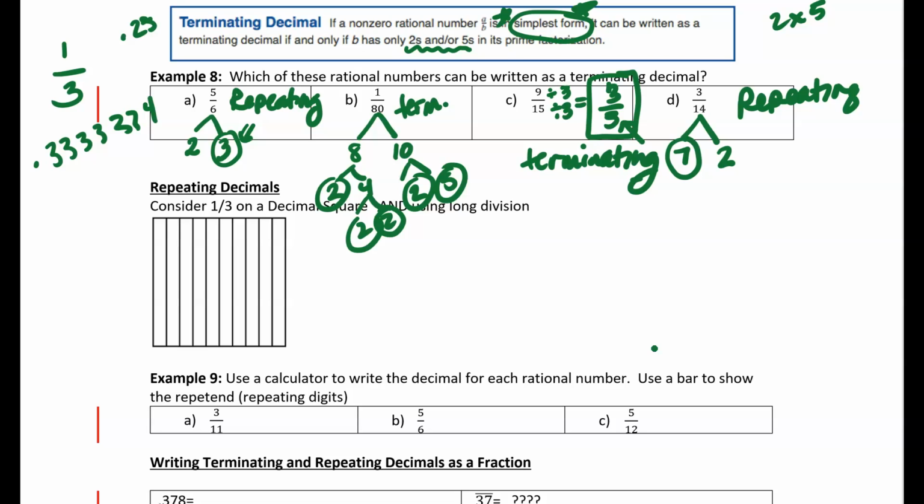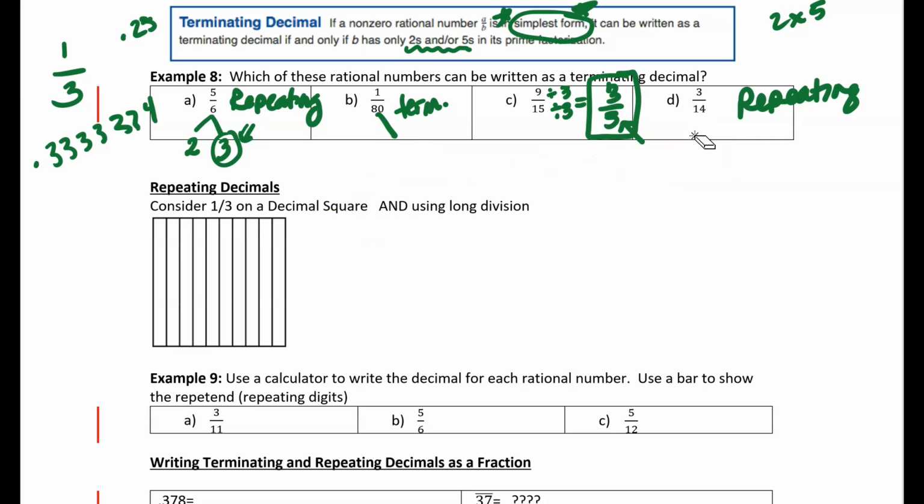Let's think about what the picture would look like. So I'm going to erase these, just the bottom, so that I have a little bit more room. Let's think about 1/3 on the decimal square and what that would look like, and we're going to do this while we do long division. So 1/3 is the same thing as 1 divided by 3. So what we would do is we'd take 1 and we'd divide by 3. We'd write it like this, okay?